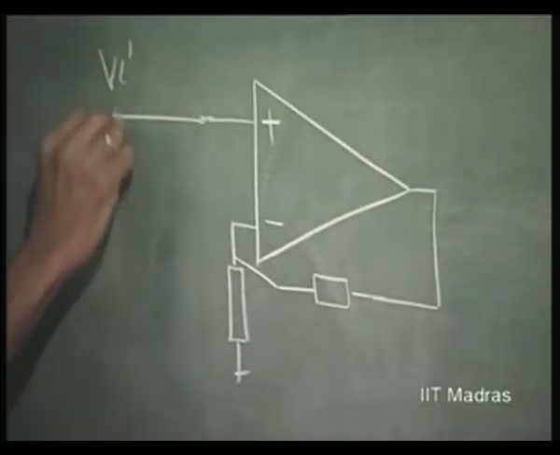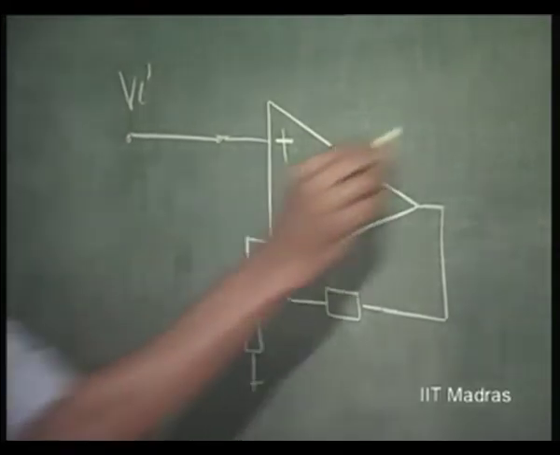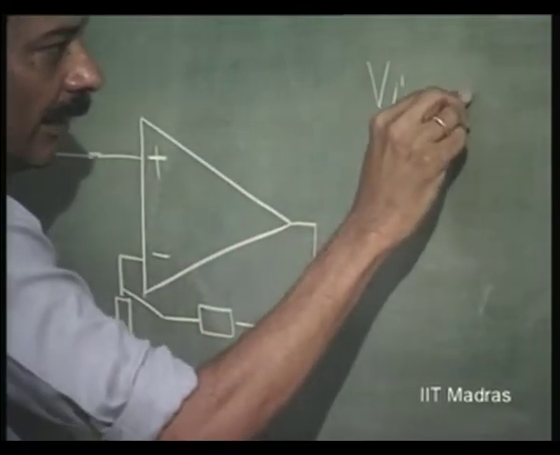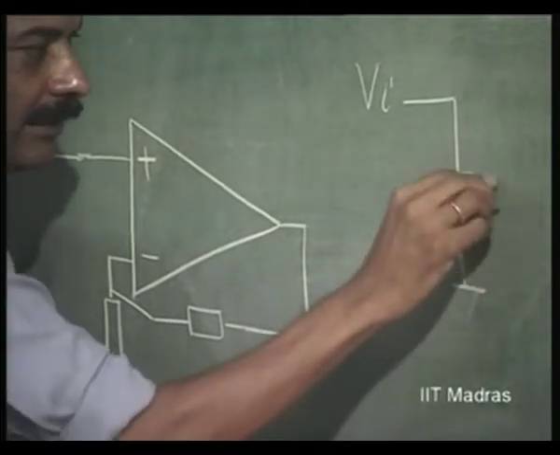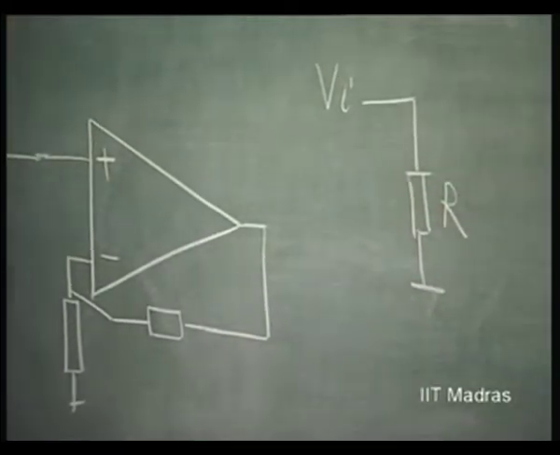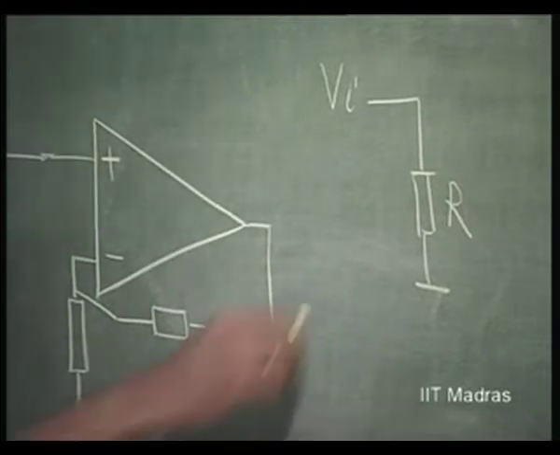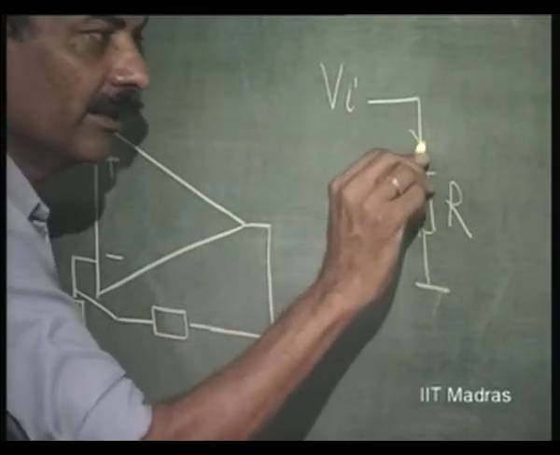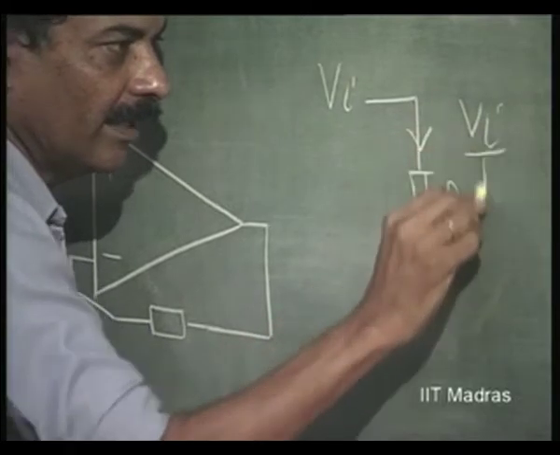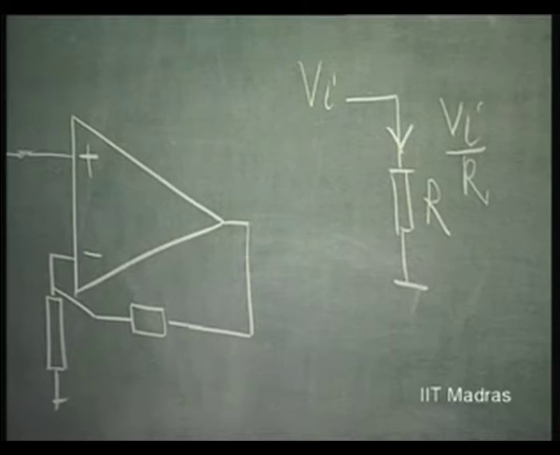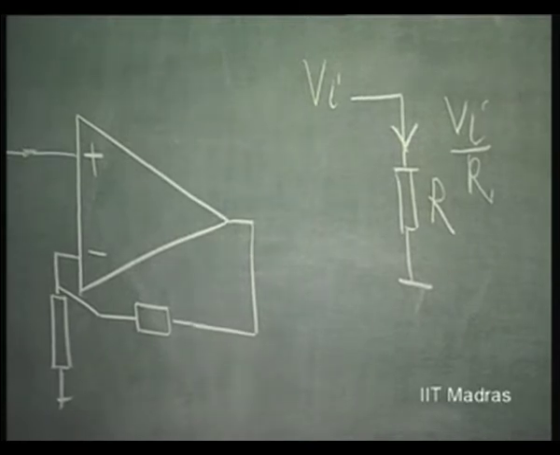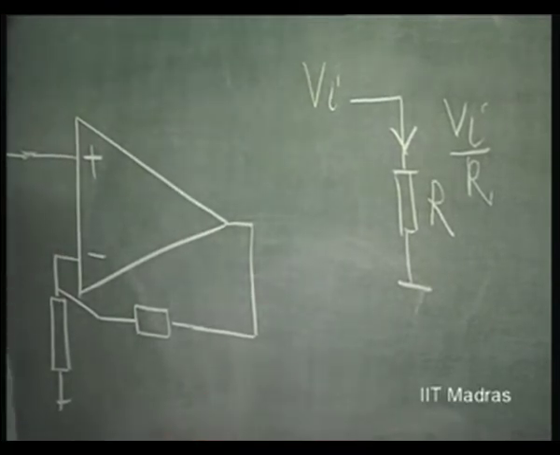If this is VI, and I connect a resistance like this to ground, and that resistance is R, it is a positive resistance. How do I make out? Because a current of VI by R will flow in this direction. When will it be a negative resistance? When a current of VI by R flows in the opposite direction.